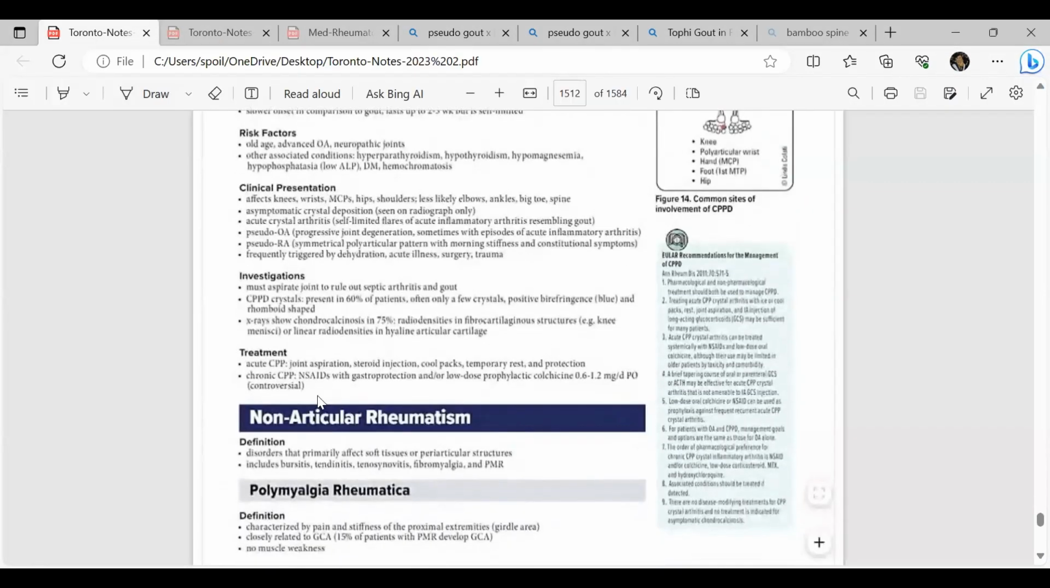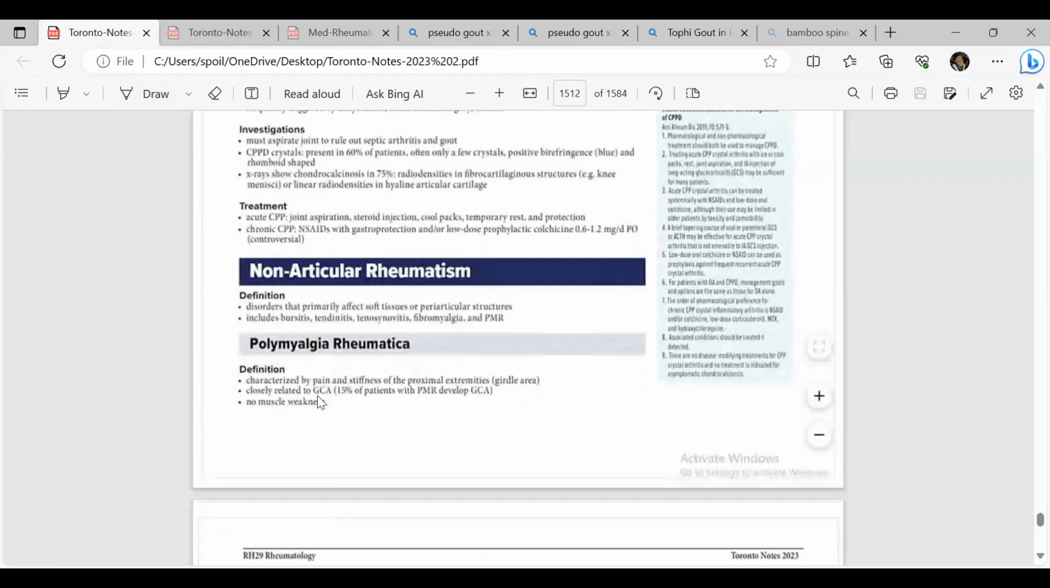So the treatment of the acute attack is joint aspiration and steroid injection, cool packs, temporary rest, and protection. Joint aspiration releases the pressure, and we also have to rule out septic arthritis and gout. For chronic disease, NSAIDs with gastroprotection and low-dose prophylactic colchicine, which is controversial.